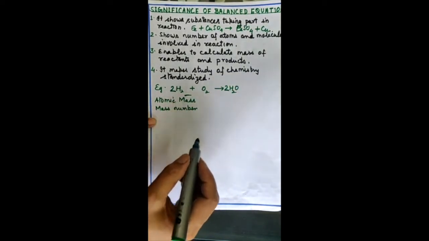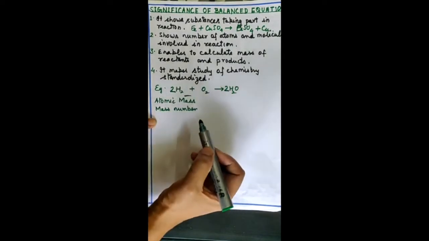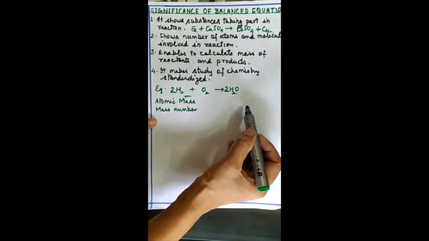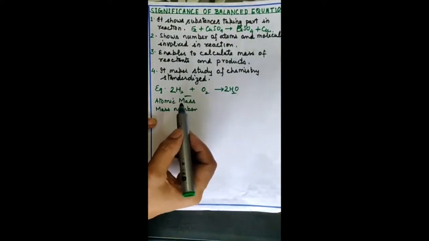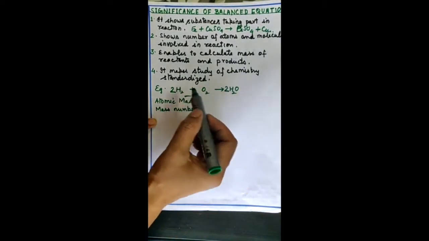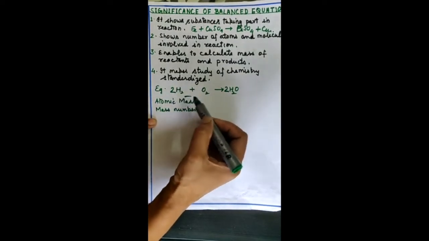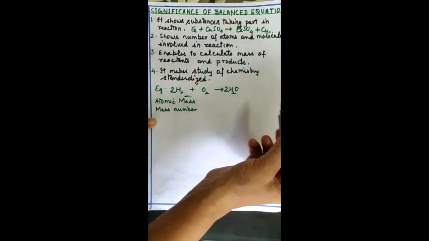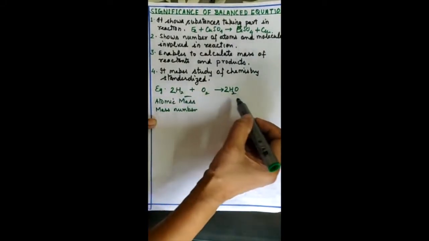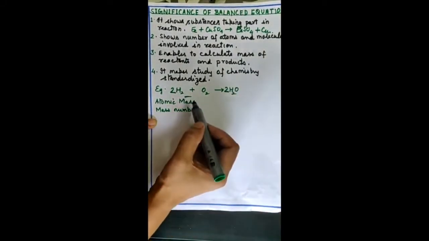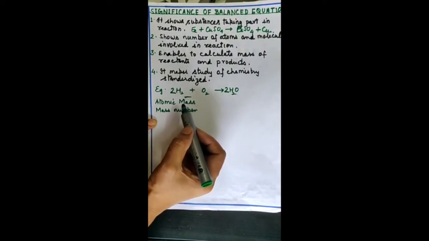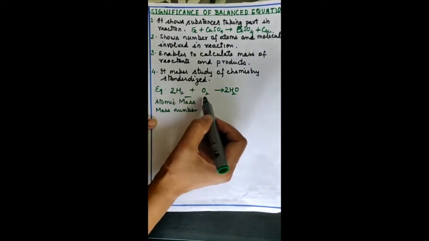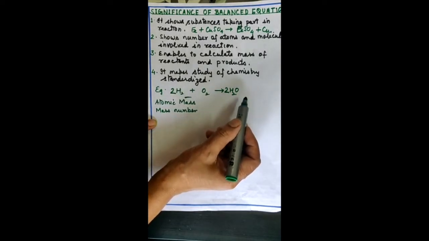Now we can calculate the mass of both the reactants and the mass of the product, and we will see that it fulfills the requirement of the law of conservation of matter, that is, the total mass of reactants before the reaction is the same as the total mass of products, but it can be done only when the equation is balanced. For this, we need to know the atomic masses of different atoms involved in the chemical reaction.